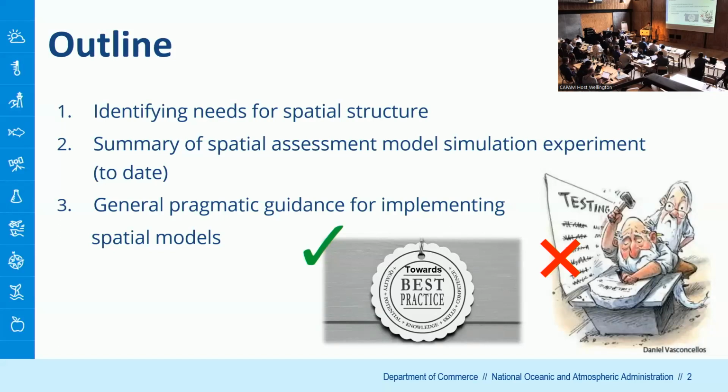And then end with some pragmatic guidance for implementing spatial models, some of which will apply to Tuna, and then some of it which is in a more general sense. So this is all really kind of towards thinking about best practices. It's certainly not anything set in stone. So just keep that in mind as we go forward.